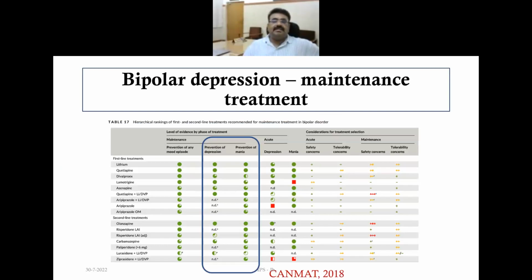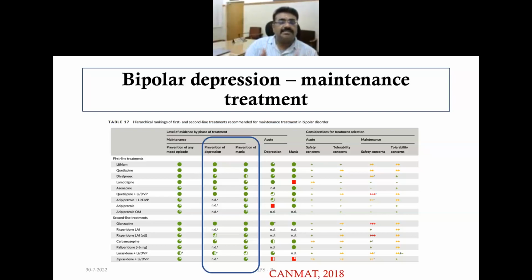Now, what are the things that are available for maintenance treatment? We all know that in maintenance treatment, we try and continue on a medication which we have started off in the acute phase. So when you're starting a medication, the life chart of the patient is also extremely important. If you're starting someone on quetiapine or lithium and you plan to continue them as a mood stabilizing agent, then the important thing we need to keep in mind is the ability of that particular drug to prevent future episodes of depression and future episodes of mania.